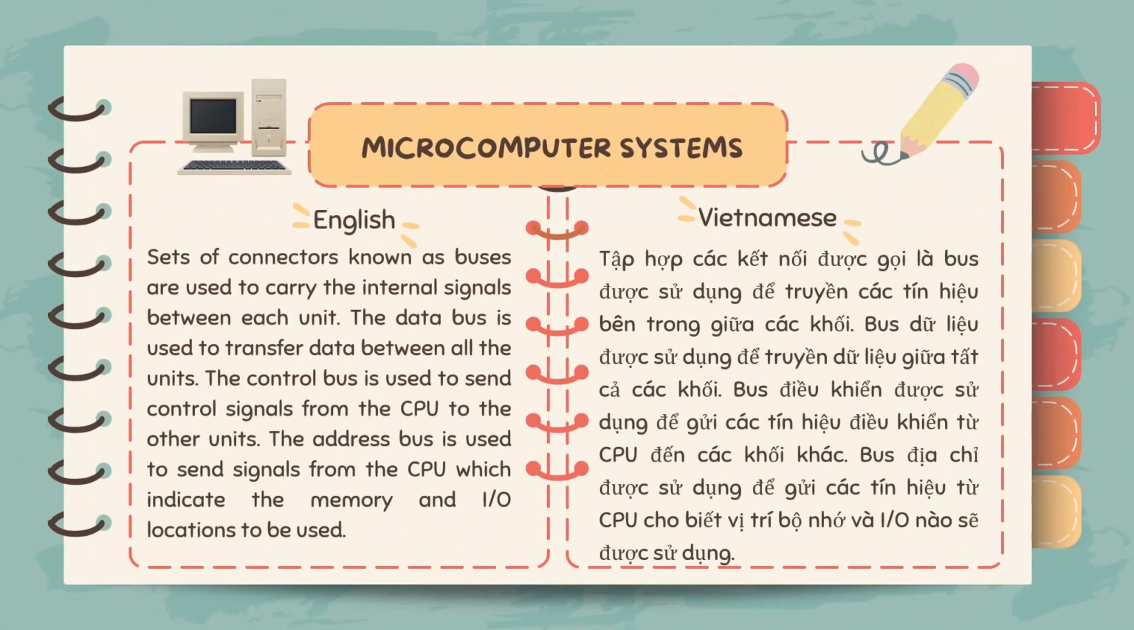Sets of connectors known as buses are used to carry the internal signals between each unit. The data bus is used to transfer data between all the units. The control bus is used to send control signals from the CPU to the other units. The address bus is used to send signals from the CPU which indicate the memory and I/O locations to be used.